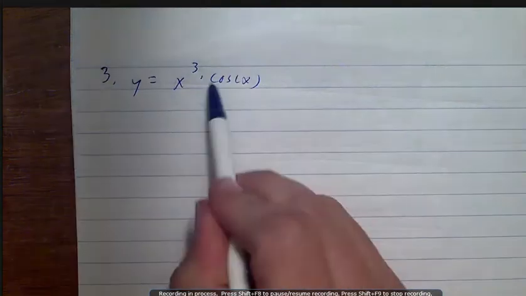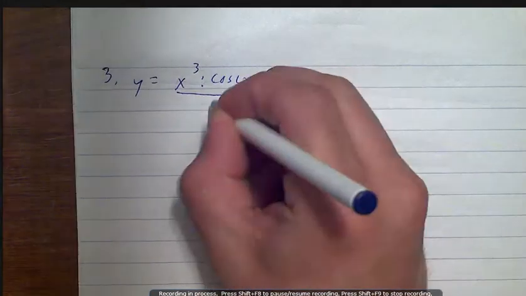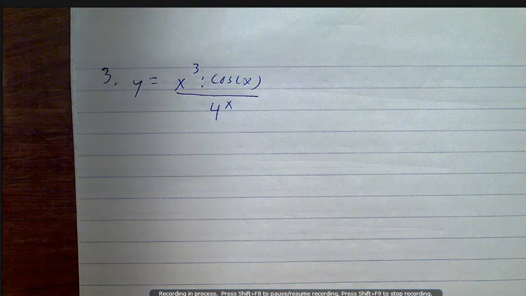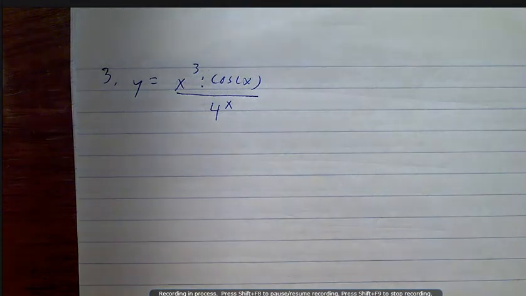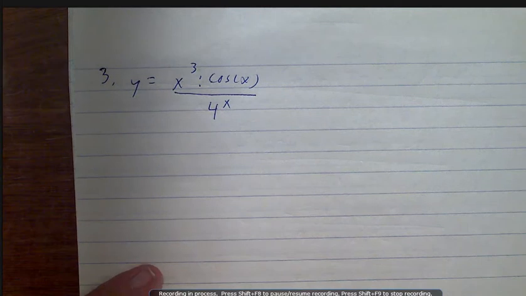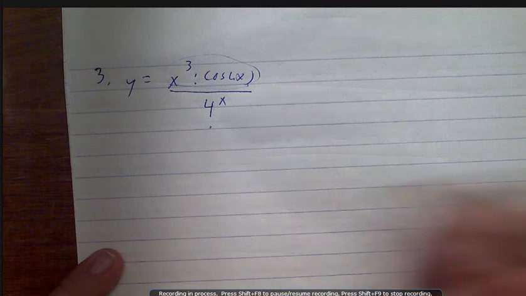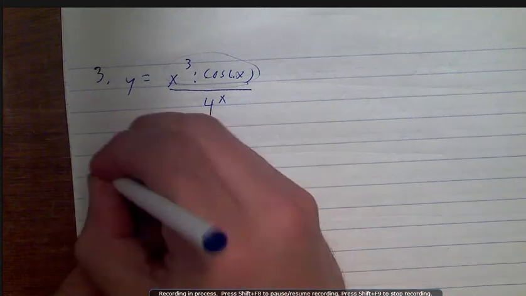Okay, number 3. This one's going to get a little bit more involved. x cubed times cosine of x. So as soon as I write this, you see it's a product. So you have a product rule inside a quotient rule. So x cubed times cosine of x divided by 4 to the x. Okay, so we'll use the same quotient rule. All the difference is we have a product rule inside of a quotient rule. So two parts of this. So for the derivative, do the quotient rule first.